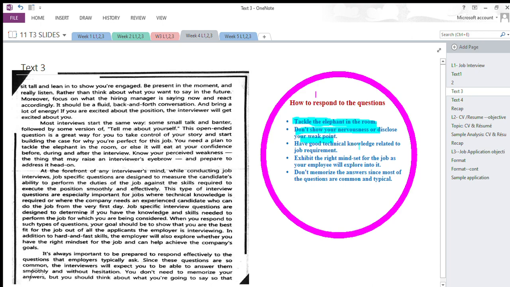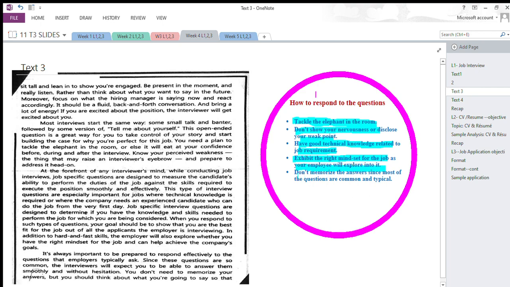Have a good technical knowledge related to job requirement. Exhibit the right mindset for the job, as your employer will explore into it. Your mindset for the job is very important. How do you feel about your job and what are your expectations?